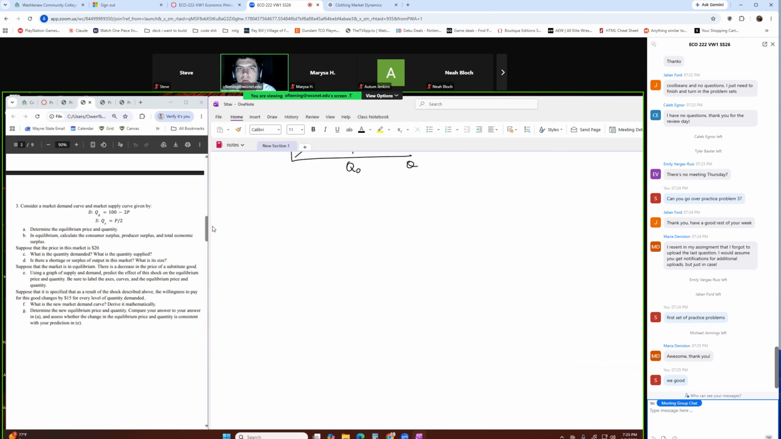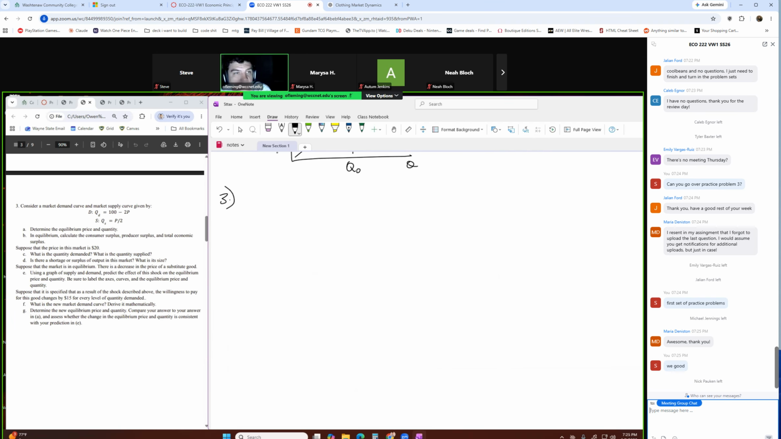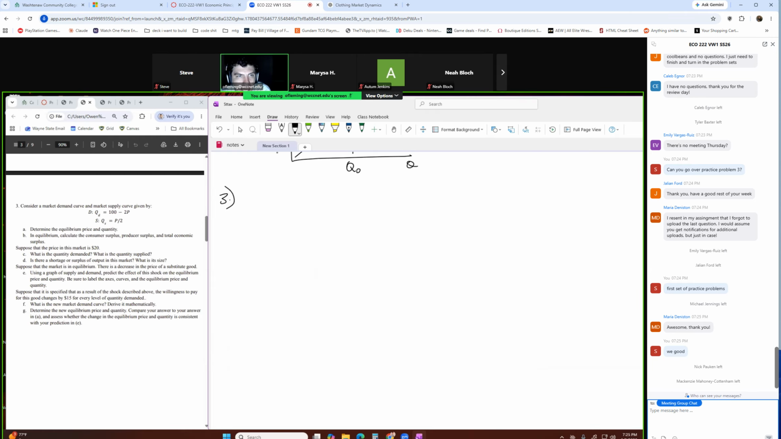All right. Number 3. The question gives you a demand and supply curve in equation form. And it starts by saying determine the equilibrium price and quantity. So I see that quantity demanded is equal to 100 minus 2p, and quantity supplied is equal to p over 2. To get the equilibrium, I set quantity demanded equal to quantity supplied. So 100 minus 2p is equal to p over 2. When I add 2p to both sides, really this is 4 over 2p. So it's going to be 100 equals 5 over 2p. As a result, this is going to be 200 equals 5p. And so p is going to equal 40.